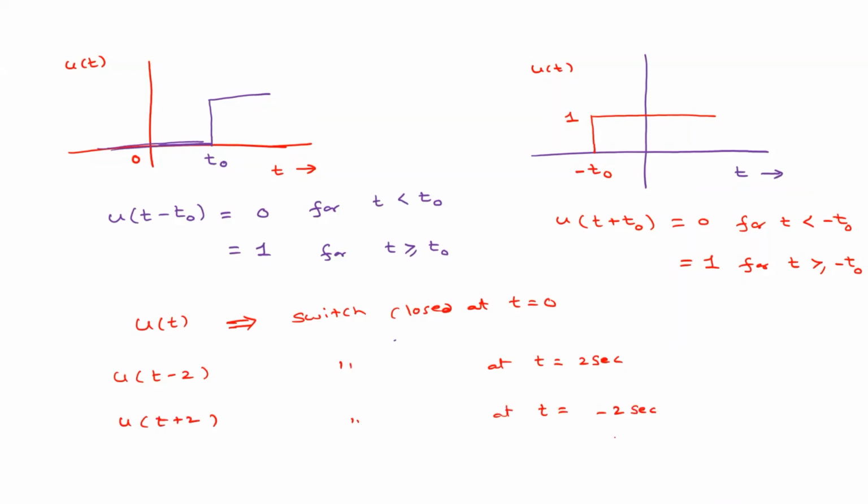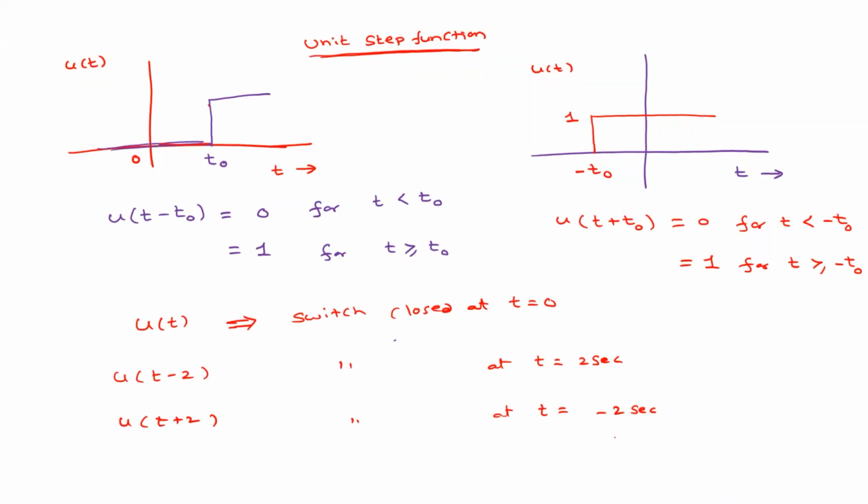Understood? Yes, sir. So this entire thing, u of t and all these, are known as unit step functions. The general name is unit step function. Why is it a unit step function? Its magnitude is 1, and it acts as a step. This is one step. That's why it is known as the unit step function.